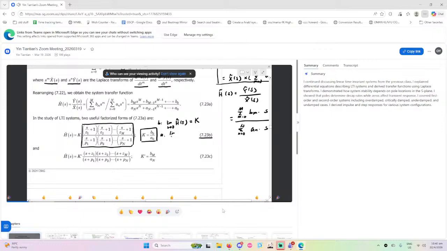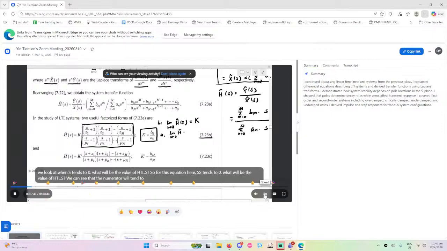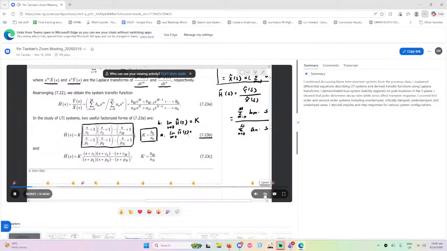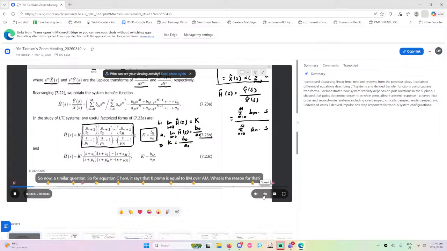From equation a, we look at when s tends to 0, what will be the value of H(s)? For this equation here, we can see that the numerator will tend to b0, and the denominator will tend to a0. So we will have b0 over a0. Therefore, by comparing equation a with equation b, we know that k is equal to b0 over a0. Does it make sense?